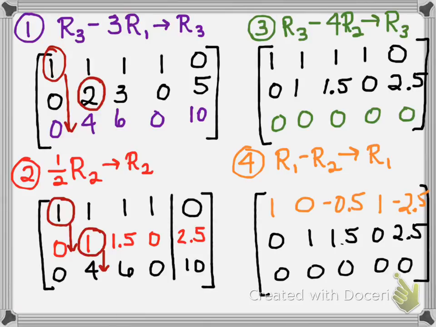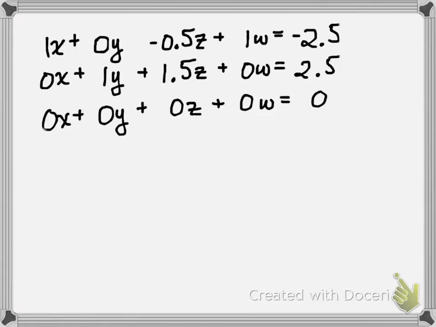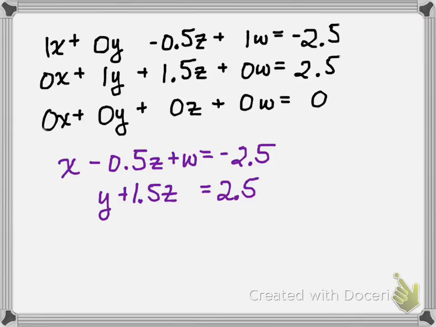I'm going to rewrite that final row equivalent matrix, spread it out a little bit, and then remind myself what this means. Take away those brackets and add in the variables. This is the equivalent or the associated linear system of equations, which cleans up as x minus 0.5z plus w equals negative 2.5, and y plus 1.5z equals 2.5. Here we should notice that z and w can be whatever they like, and then x and y are determined. x and y depend on what z and w are.